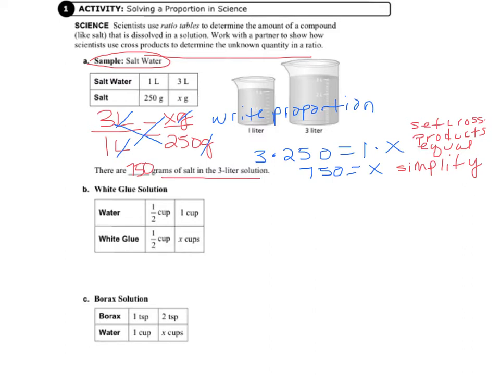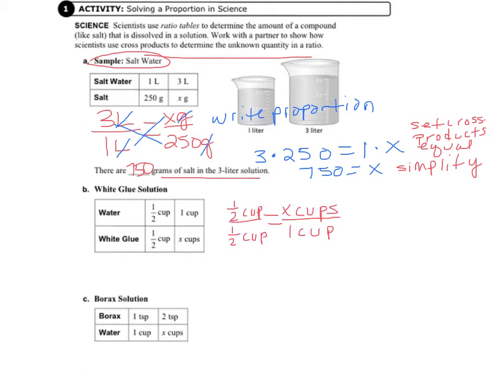Now we're going to move on to a white glue solution. This is using the recipe for slime, which is found on page 72 in your record and practice journal. It's also found on page 122 in your textbook. So we have water and white glue. We have a 1/2 cup of water and a 1/2 cup of white glue, and a cup of water and x cups of white glue. So we write our proportion.